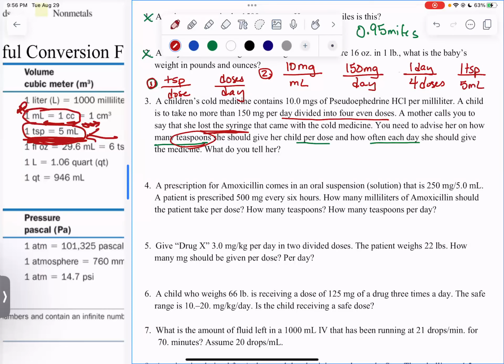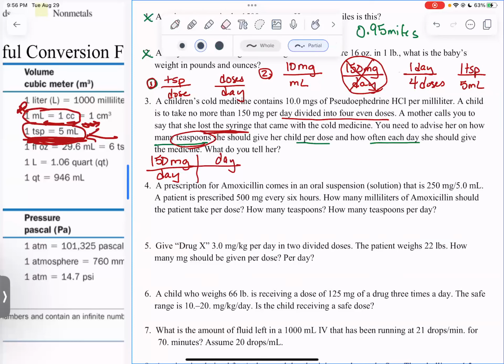So the doctor says, don't take any more than 150 milligrams per day. So I used this conversion factor, so I'm going to cross it out. Now, my goal is to get to either teaspoons per dose or doses per day. So let's do the first one. Let's go to teaspoons per dose. So I'm in days. I want to go from days to doses. So I'm going to put day on the top. And I want to get to doses.